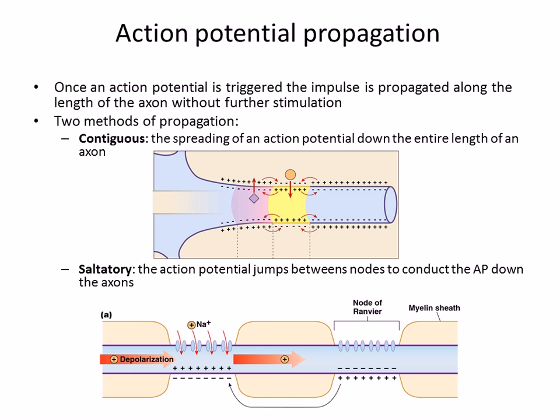Now, there are two ways to propagate an action potential down an axon. We use two different methods of propagation. We have what is called contiguous, which should be easy to see because it looks like continuous. It means I'm going to spread the action potential along the entire length of the axon, covering the entire membrane. And then we have the second type, which is called saltatory conduction. We jump the action potential along the length of the axon in small regions called nodes of Ranvier, because we have myelin sheaths hiding the other portions of the membrane.